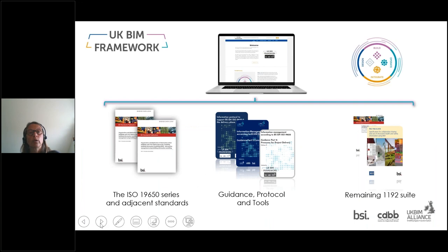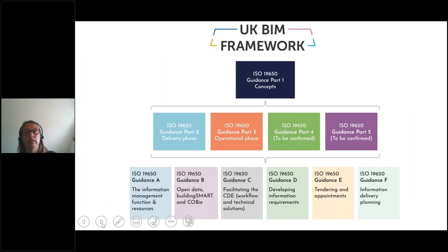But we've also got established the UK BIM framework. The Alliance supports the website. BSI obviously still working hard on the development of the standards. The UK BIM Alliance taking a lead on developing the guidance with the protocols and the tools. And clearly what we need to do also is to help people in understanding how to integrate that with the remaining 1192 series. Please do go on to the ukbimframework.org website where you'll see the guidance available.